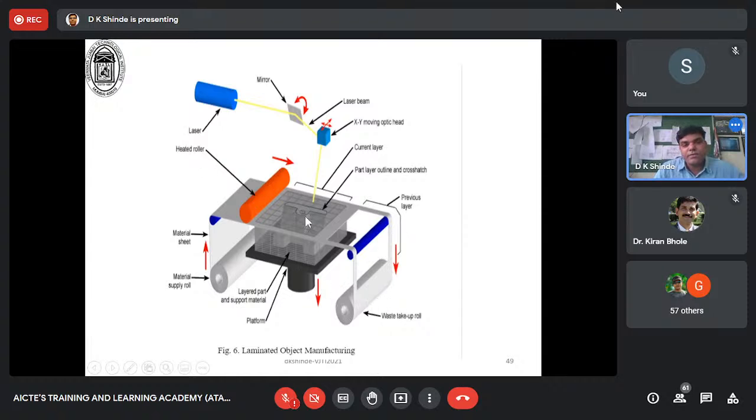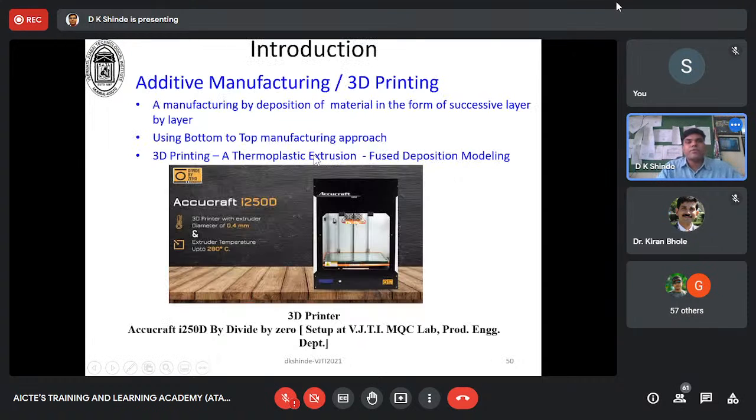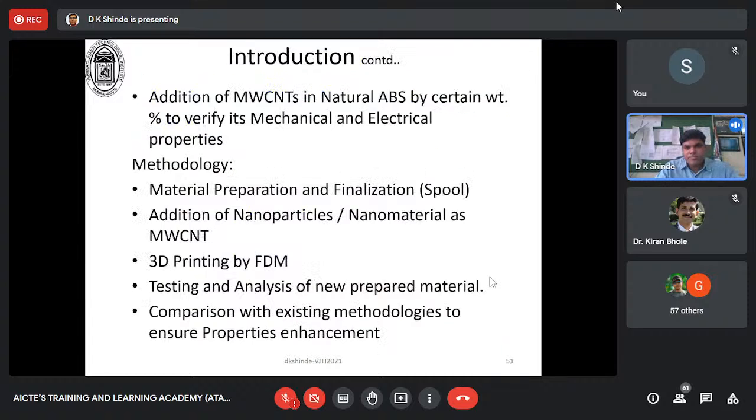And this is how we initially give the heat, but curing will be majorly done by this one. So in our 3D printing manufacturing, we use the Divide By Zero AccuSoft 3D printing system. This is a dual extruder 3D printer which we have in our laboratory to manufacture ABS mixed with carbon nanotube. That's what I'm going to demonstrate.